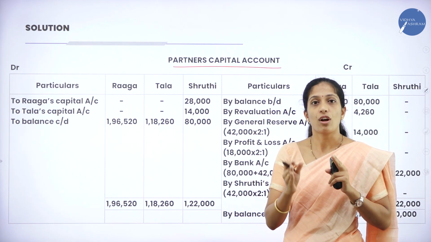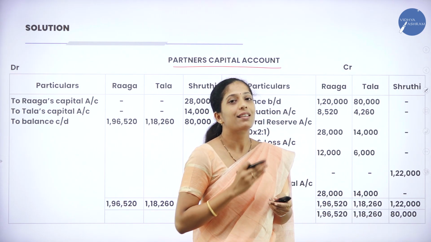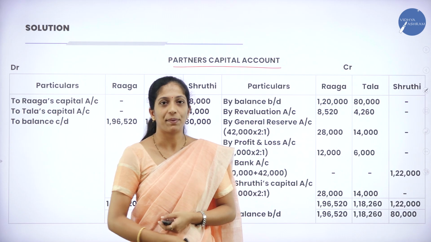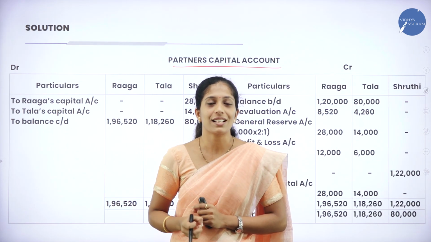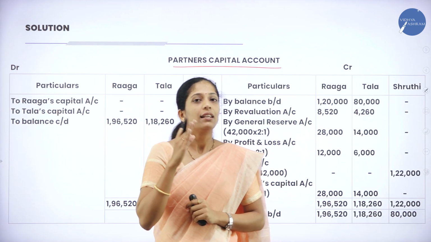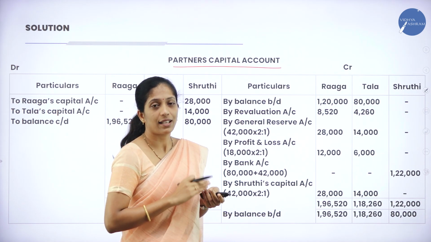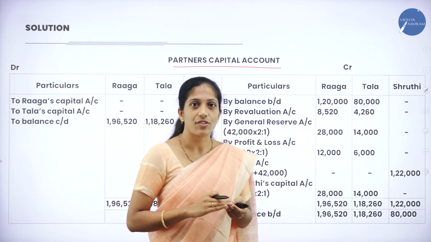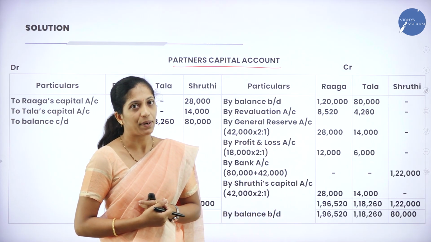As I have not shown you the format, let us directly solve the problem. Let us directly prepare the partners capital account. I'll go step by step. Please remember, if you follow the step-by-step procedure, you will not forget any of the items. Now write a neat heading, partners capital account. You'll be having both sides, the debit side as well as the credit side. Now let us see how we have to begin this partners capital account.